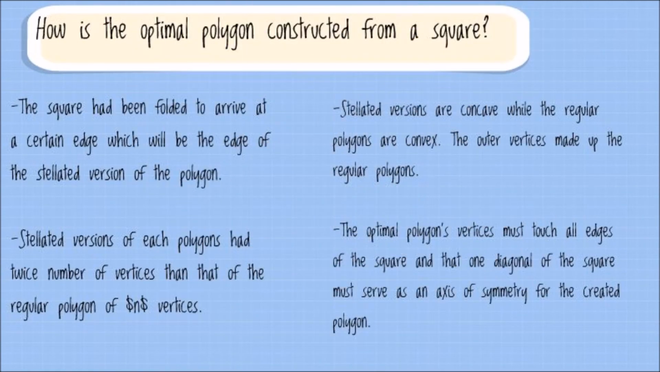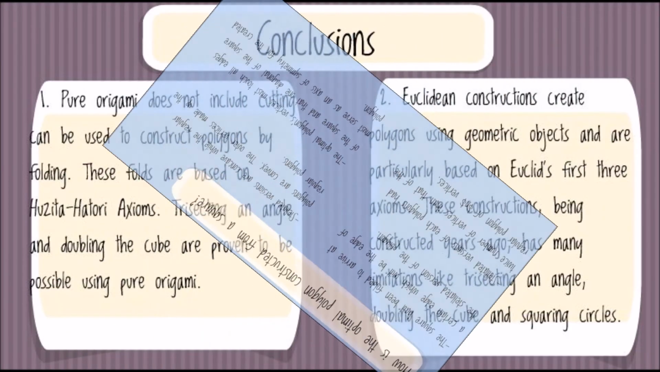The last question to answer is how is the optimal polygon constructed from a square? We note that the square had been folded to arrive at a certain edge, which will be the edge of the stellated version of the polygon. Stellated versions of each polygon had twice the number of vertices than that of the regular polygon of n vertices. Stellated versions are concave, while the regular polygons are convex. The outer vertices made up the regular polygons, and the optimal polygon's vertices must touch all edges of the square, and one diagonal of the square must serve as an axis of symmetry for the created polygon.